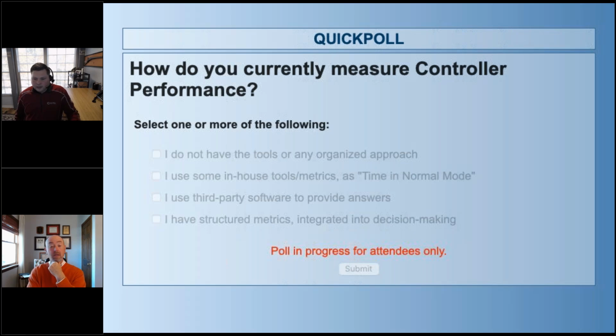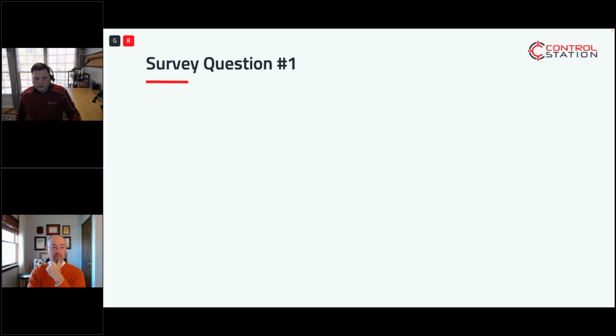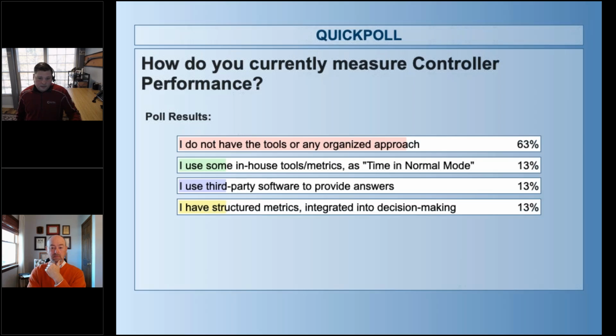So I think that's probably enough time there. If we want to look at some of the results there, Vera, right? So that's not necessarily a huge surprise, right? The lack of tools, it is what it is, right?